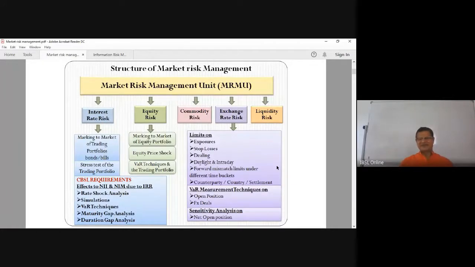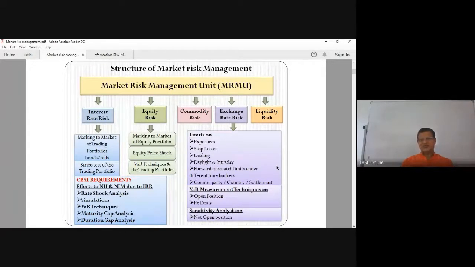Various other methods, you know, forwards, counterparty limits, country limits, settlement limits also can be approved to limit the losses arising from all these price losses which could arise from equity, stocks and shares, gold, commodity, or even the exchange position.